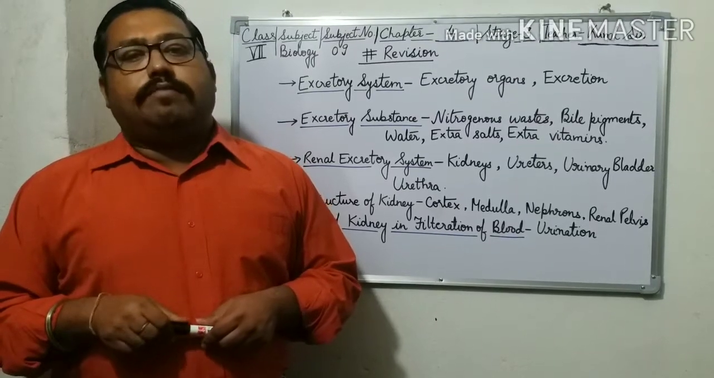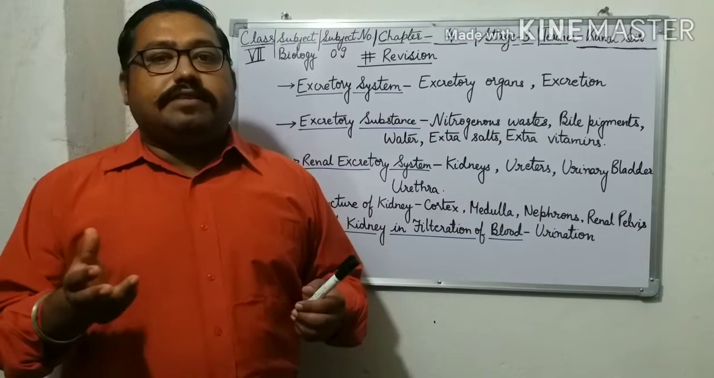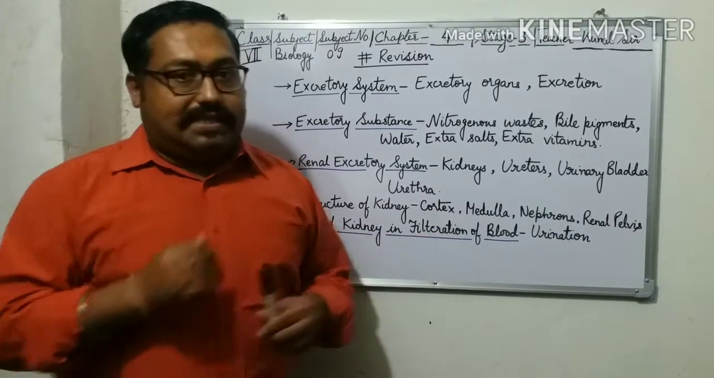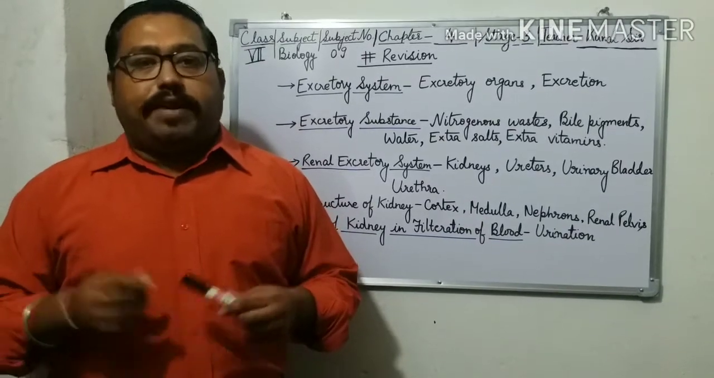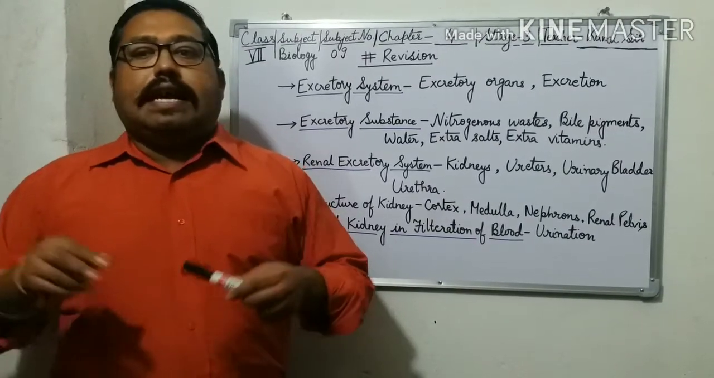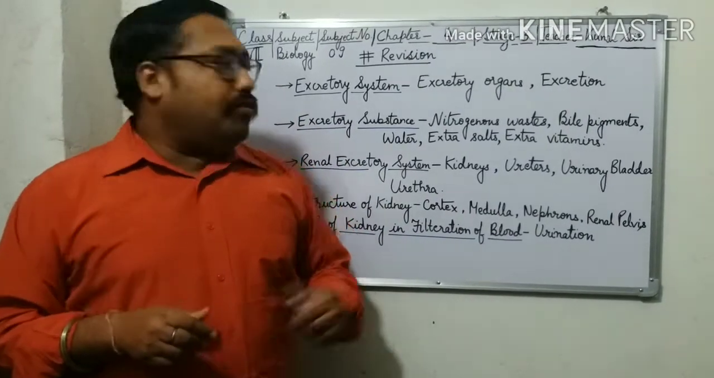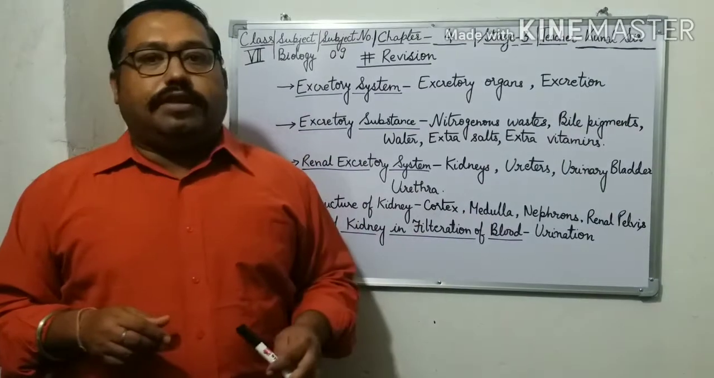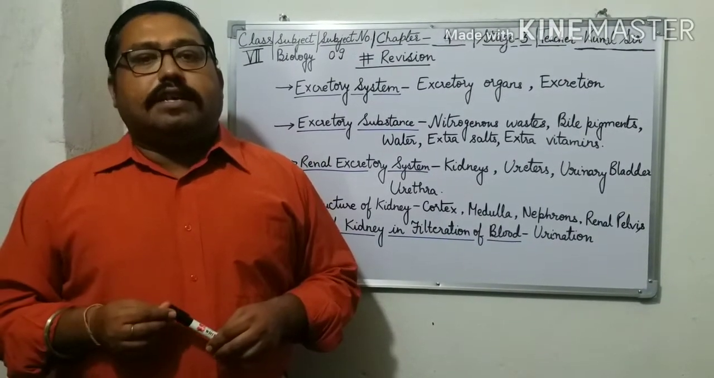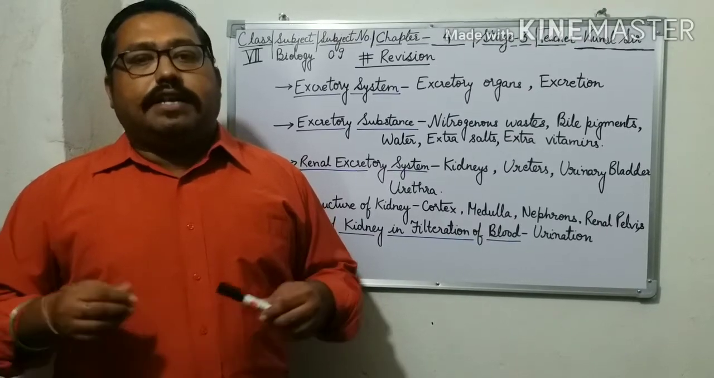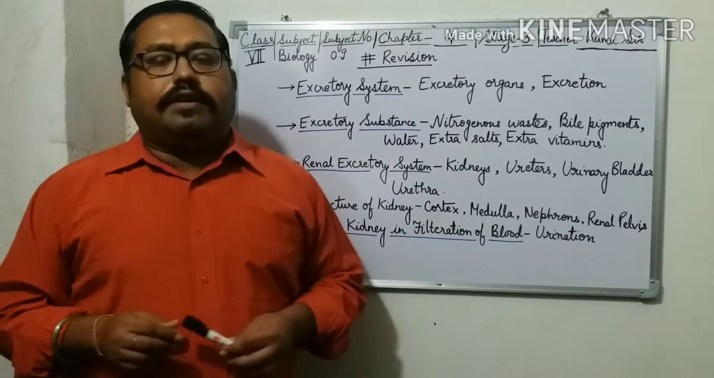Bile pigments are formed due to breakdown of hemoglobin in dead RBCs. RBC means red blood cells. So bile pigments are formed because of breakdown of hemoglobin in dead RBCs, and the color of our urine is because of these bile pigments only. Most of the bile pigments are released through our feces, but some of the bile pigments are released through our urine also.